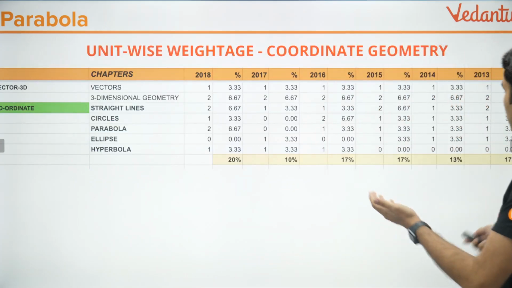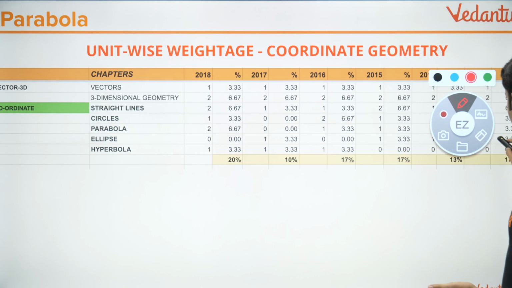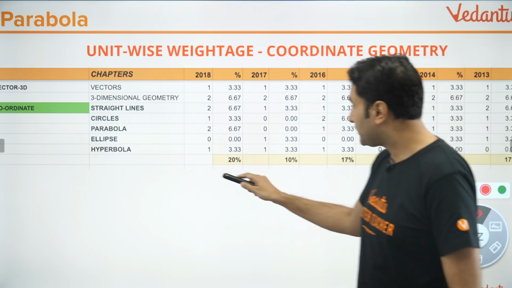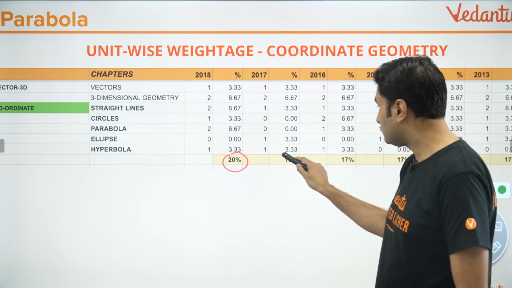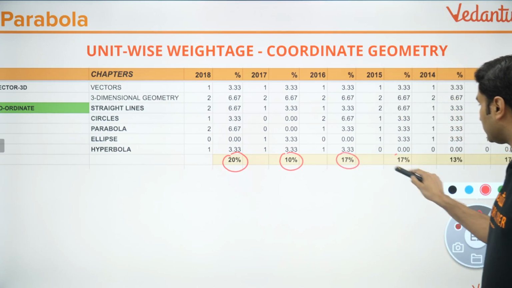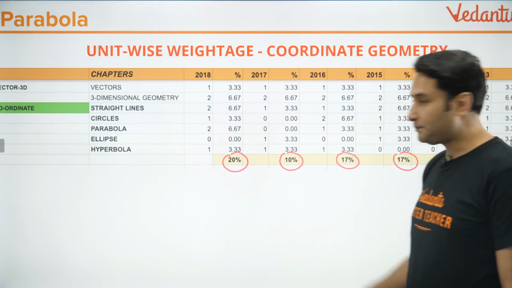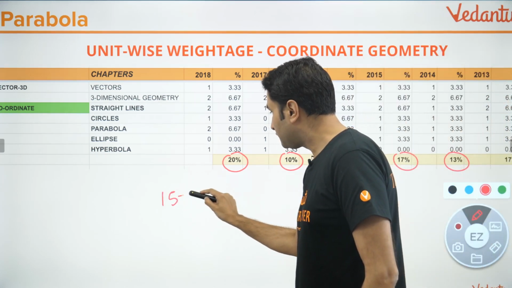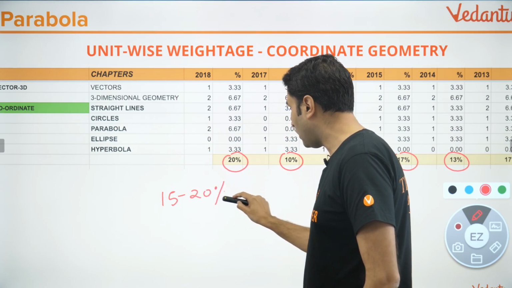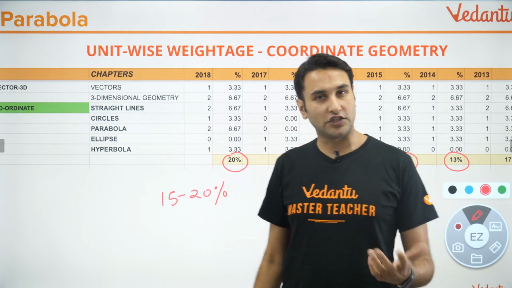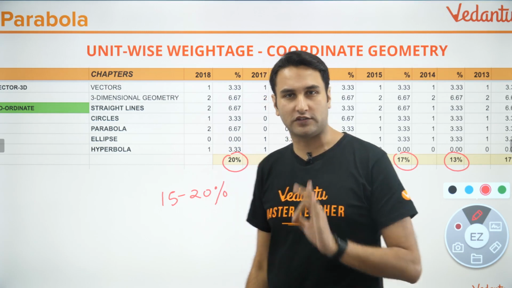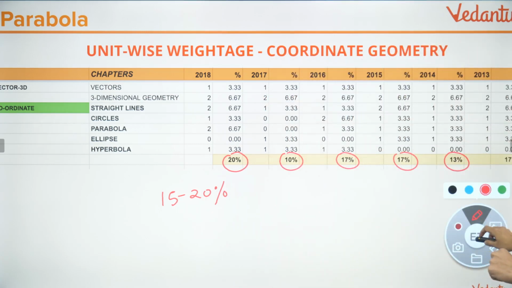Alright? And bachchon, as I always tell you, coordinate geometry is very important. It comes for almost 15 to 20% on an average every year in JEE Mains. So super important, super easy topic. Alright, chalo, let us move ahead.